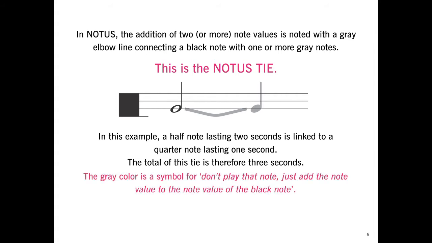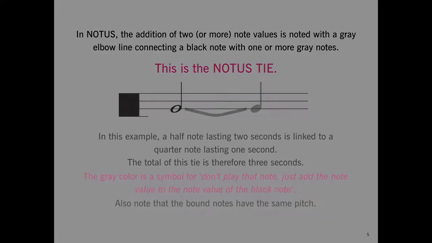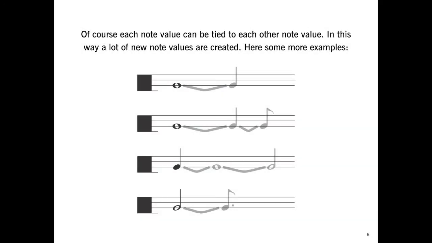The gray color is a symbol for do not play that note. Just add the note value to the note value of the black note. Also note that the bound notes have the same pitch. Of course, each note value can be tied to each other note value. In this way, a lot of new note values are created. Here are some more examples.